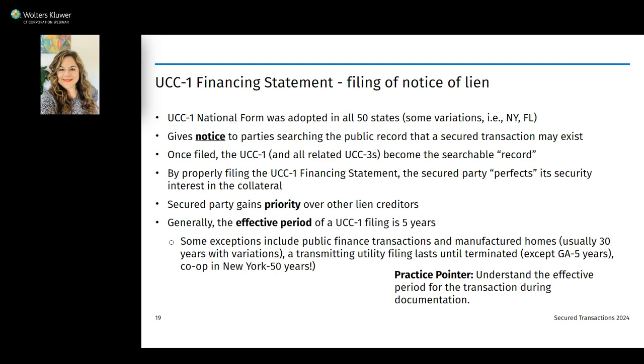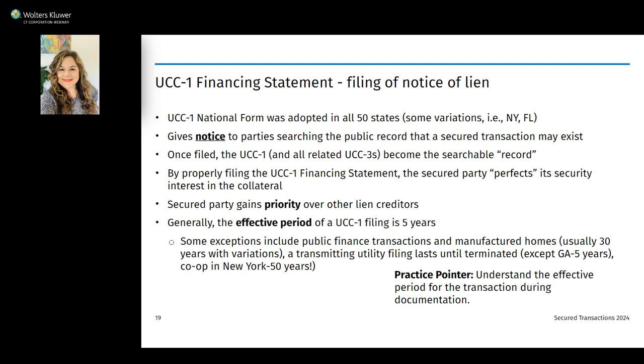Generally speaking, the effective period of a UCC-1 as it relates to personal property is 5 years, but there are other transactions that go longer. Which ones are those? Some examples include public finance transactions, manufactured homes. Those are usually 30 years. They last 30 years with some variations. If you're a secured party and you're filing a UCC-1 on what's called a transmitting utility, that would be like a railroad or someone in the business of some type of utility, then those filings will last until they're terminated, until a UCC-3 is filed. The exception to that is Georgia, which is 5 years. There's also an example of a co-op in New York, which is 50 years, and a case that I'll show you in a minute.